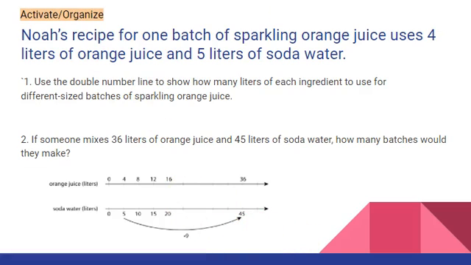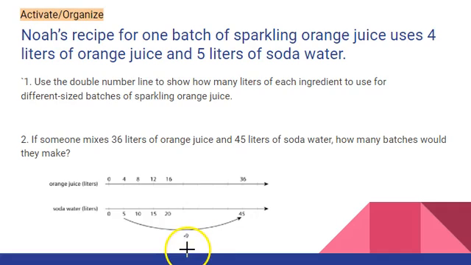Well, think about it with this much nicer drawn double line graph. To get to 36, how do you go from 4 to 36? Multiply by 9. How do you go from 5 to 45? Multiply by 9. So we make 9 batches of this sparkling orange juice if we did it this way.